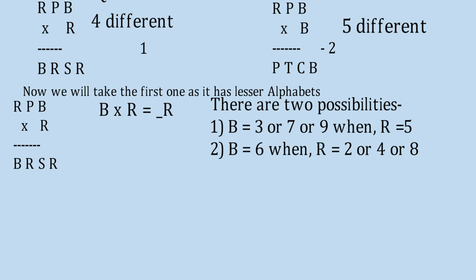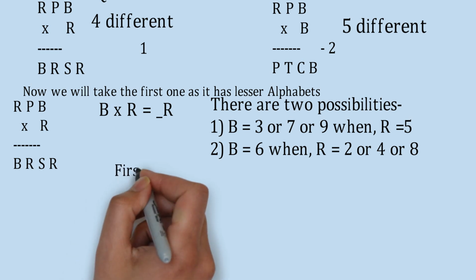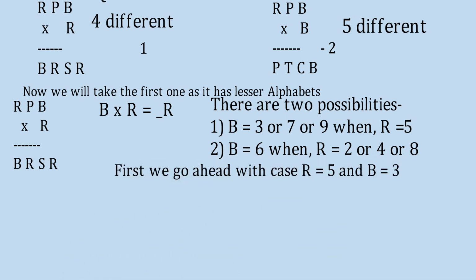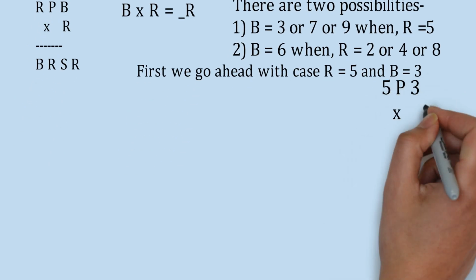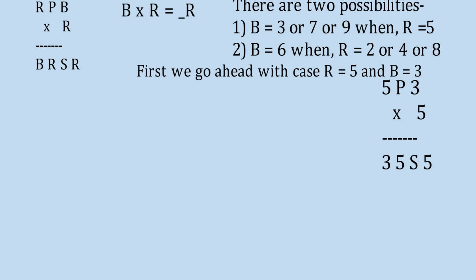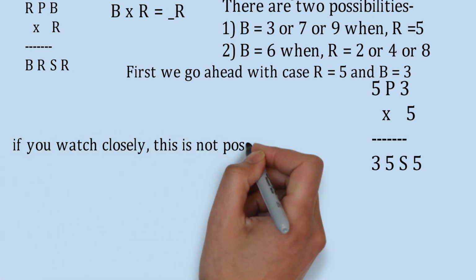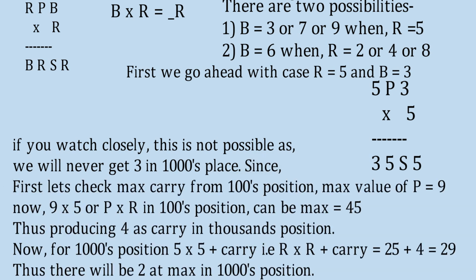First we go ahead with the case R equal to 5 and B equal to 3. Let's put the values in this multiplication. It becomes 5P3 into 5 gives 35S5. But if you watch closely, this is not possible, as we will never get 3 in the thousands place. Why? Because even if P has its maximum value of 9, 9 multiplied by 5 gives 45.